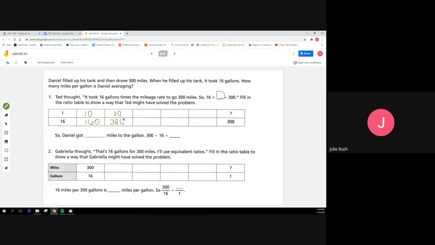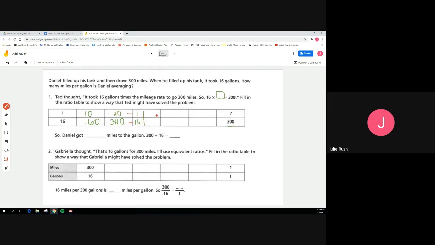Okay, so 320. Now, remember, my target number is 300, so I have gone above my target number. So I need to take some away. And so I'm going to use this rate right here of 1 and 16. So I'm going to subtract the 1 and the 16, and I'm going to write them right here so that you can see what I'm doing, to get my value in my new column.